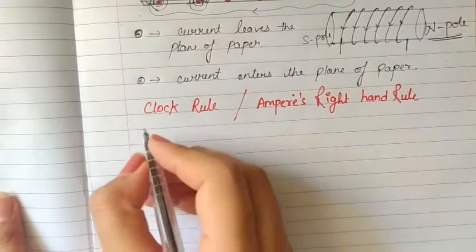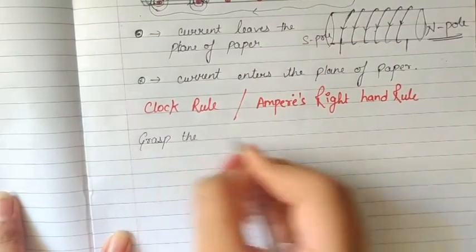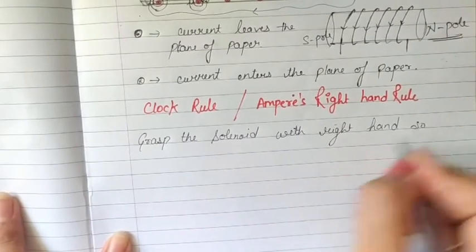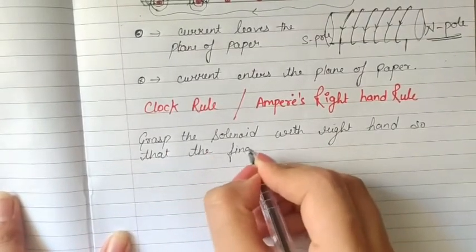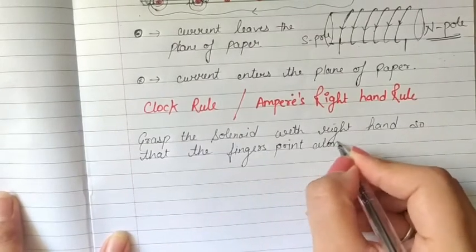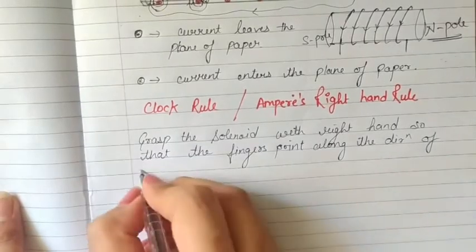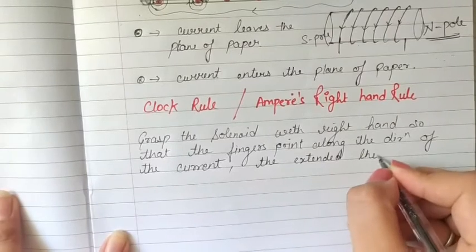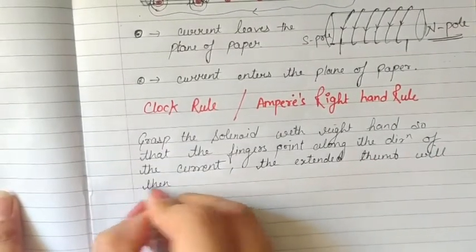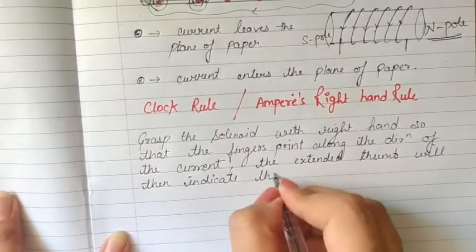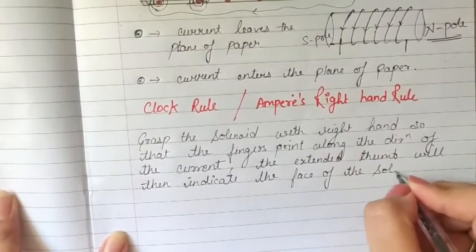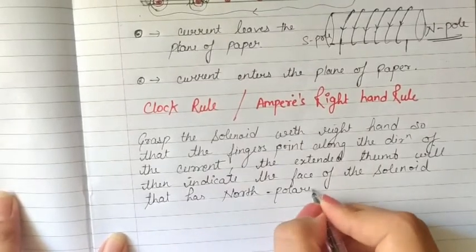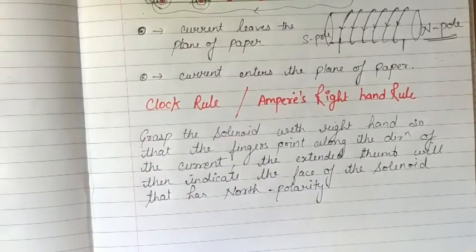Let me write it for you. When we grasp the solenoid with the right hand so that the fingers point along the direction of the current, then the extended thumb will indicate the face of the solenoid that has north polarity.